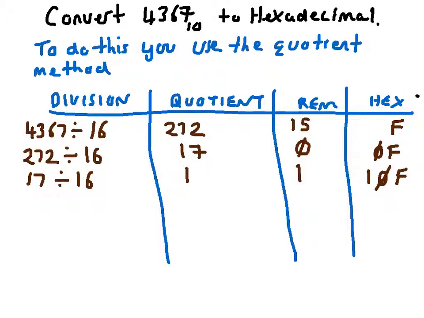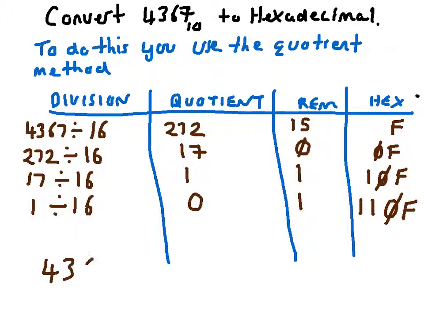Finally, I'm going to take my quotient value, which is 1, and I'm going to divide it by 16 as I've done before. 1 divided by 16 is going to be 0. It's going to leave me with a remainder of 1. So I'm going to take that remainder of 1 and put it in front of the other hex digits I've got, and I'm going to get 110f. And therefore 4,367 base 10 equals 110f in base 16.